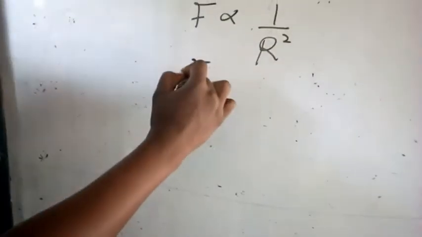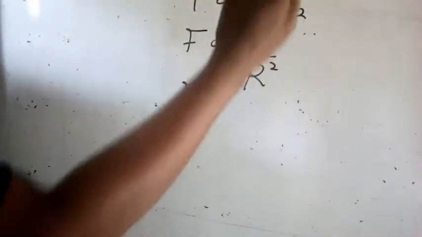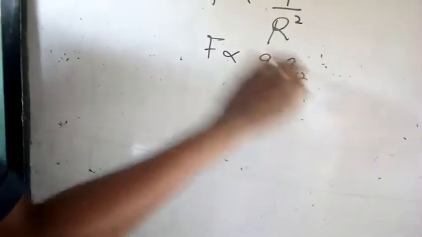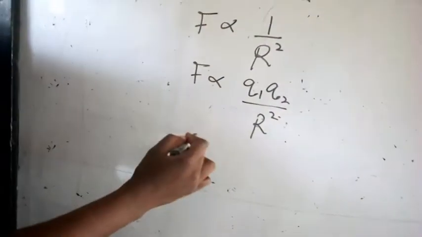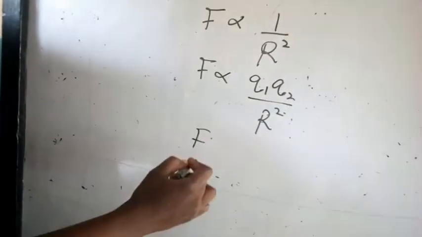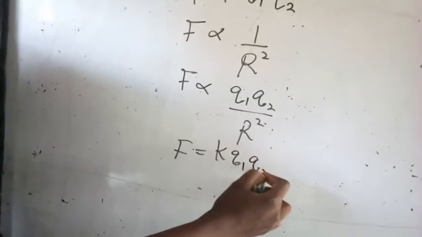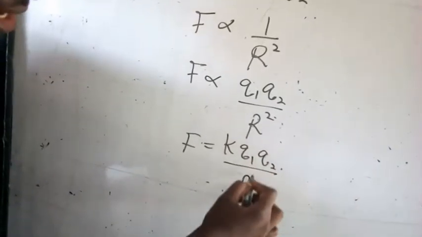Now we have that F is proportional to Q1, Q2 over R squared. So therefore we can say that our F, removing the proportionality sign and putting your constant of proportionality, equals K Q1, Q2 over R squared.